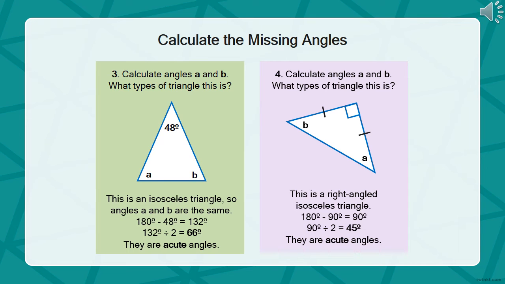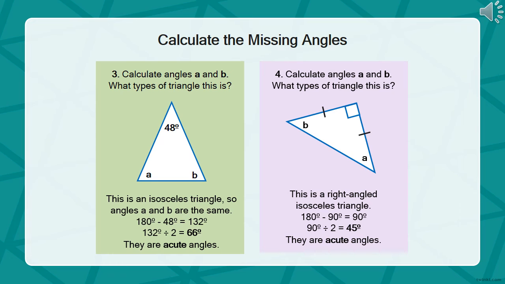Triangle 3 is an isosceles triangle, so we know the base angles are the same, so A and B must be the same. So to find out A and B, we need to subtract 48 from 180, giving us 132, and then we can divide this in 2 to give us our 2 remaining angles.